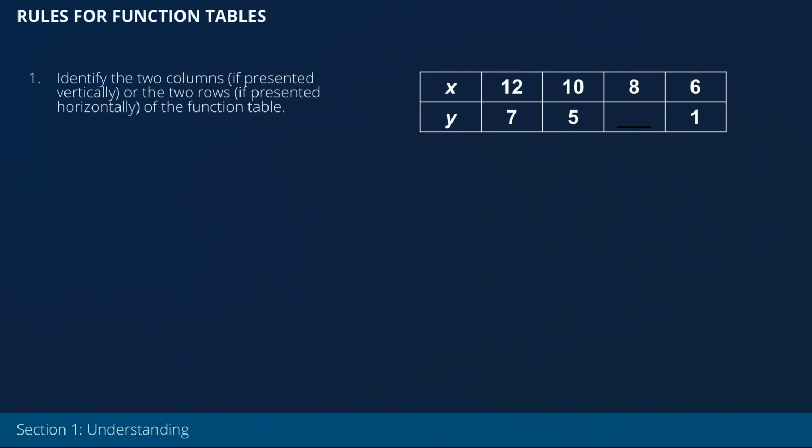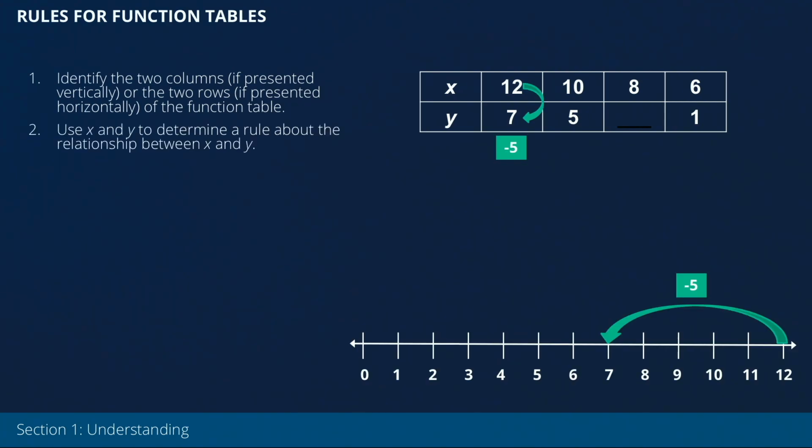Now remember, I'm going to think about, am I looking at the columns or looking at the rows? Here I'm going to look at the columns. And then I'm going to determine that relationship between the two numbers there. So if I look at 12 and I look at 7, I think my rule might be to subtract 5. But let's see if it works in other ways.